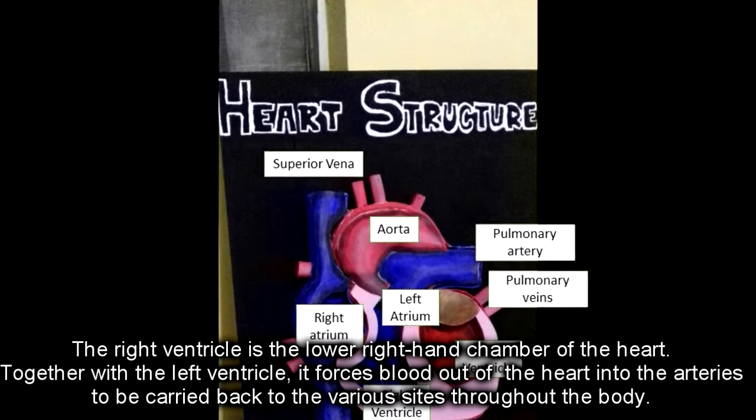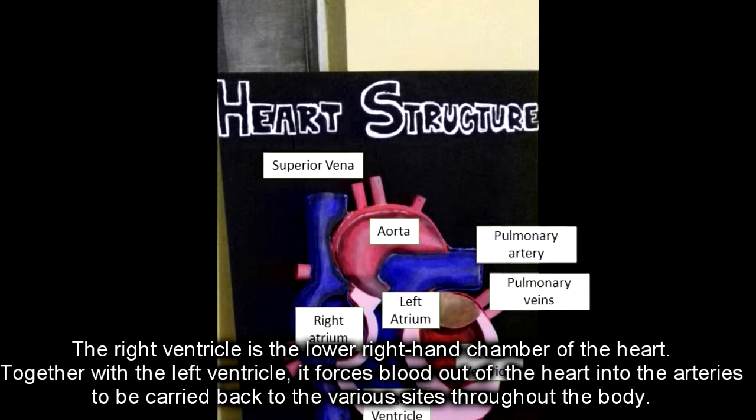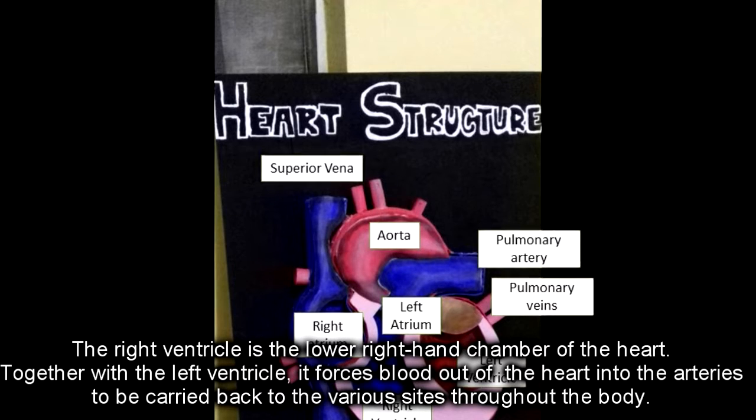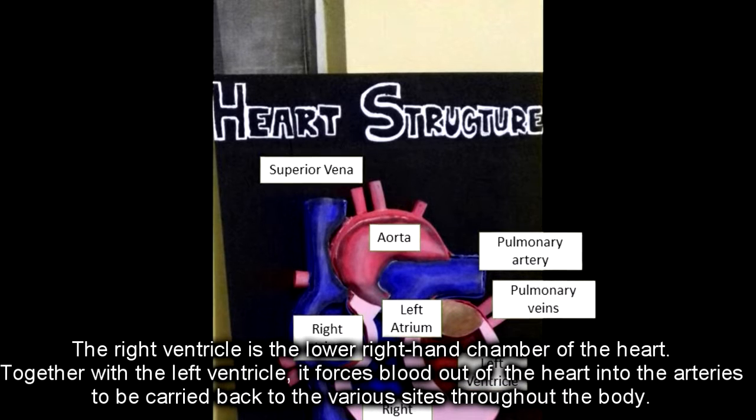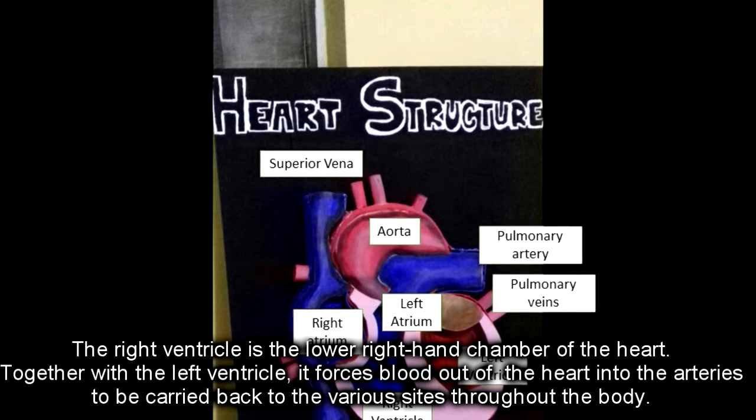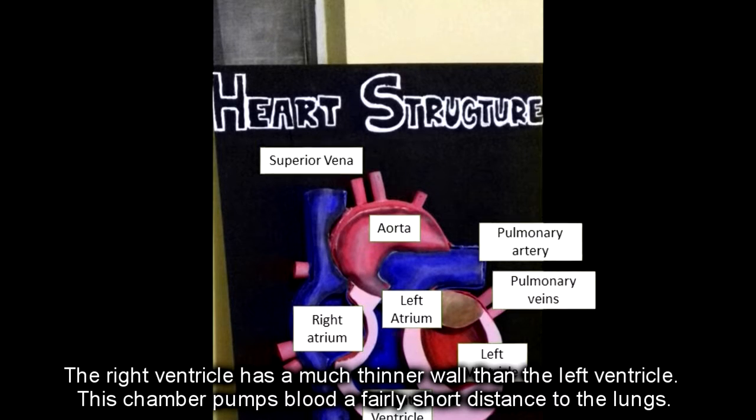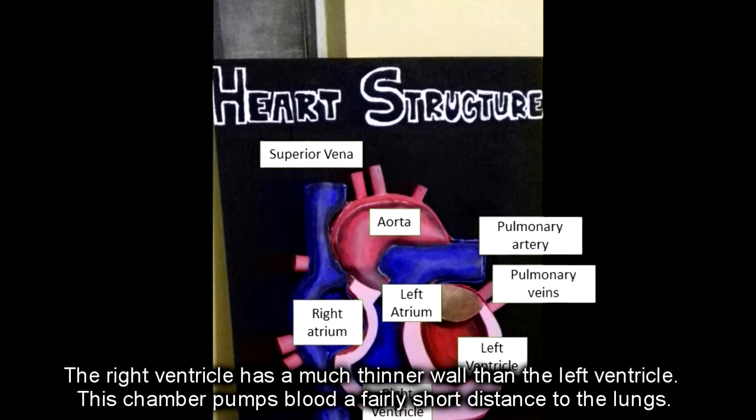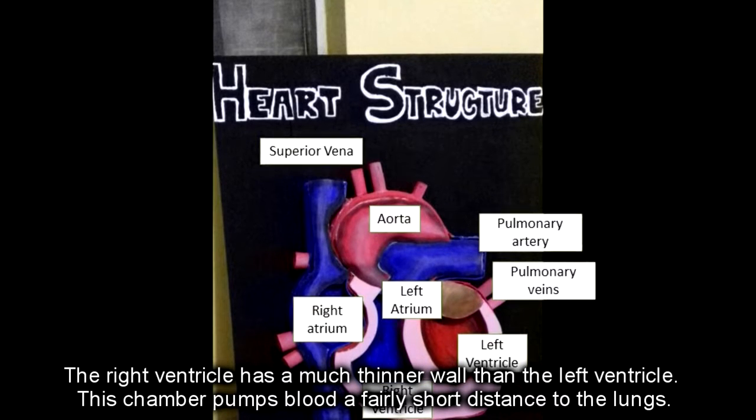The right ventricle is the lower right-hand chamber of the heart. Together with the left ventricle, it forces blood out of the heart into the arteries to be carried back to the various sites throughout the body. The right ventricle has a much thinner wall than the left ventricle. This chamber pumps blood a fairly short distance to the lungs.